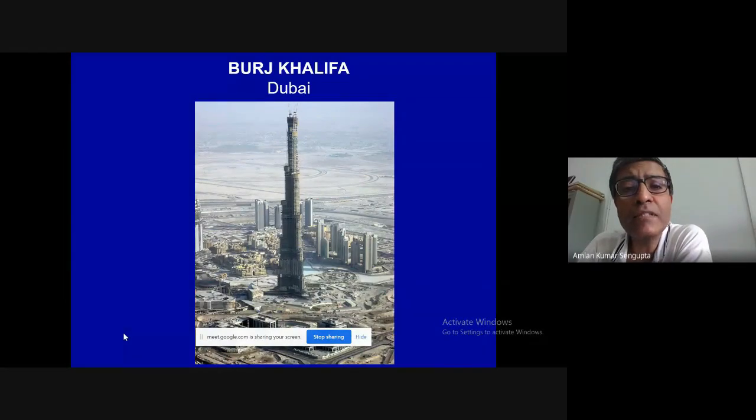This structure, which is now the tallest building in the world, is made of high strength concrete. The Burj Khalifa, most of it is made up of concrete, except the top, where there is some steel. Traditionally, tall buildings were made up of steel, but with the advent of high strength concrete, that means very strong concrete, it has now become convenient to make tall buildings with concrete.